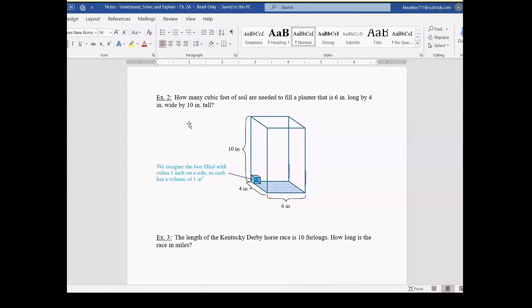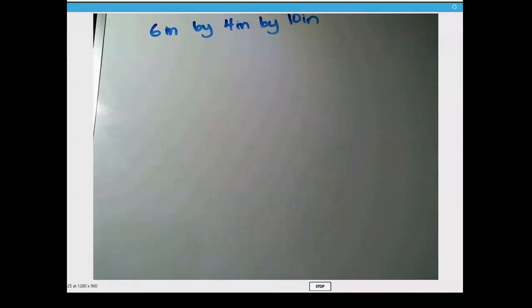That's what the question is asking. They gave us 6 inches by 4 inches by 10 inches. That's great. That's all we need. So now we can work this out.